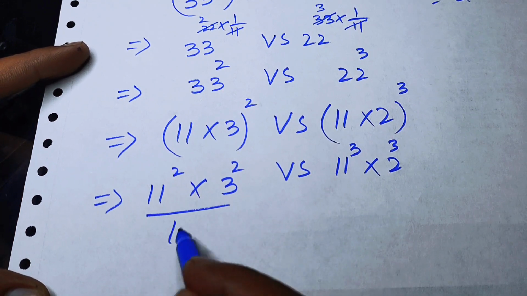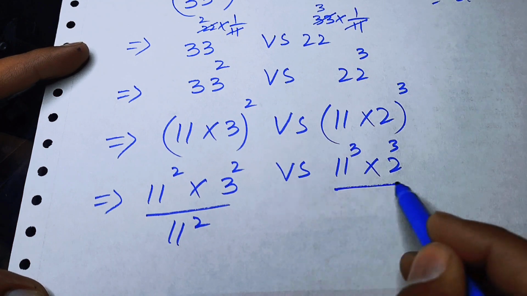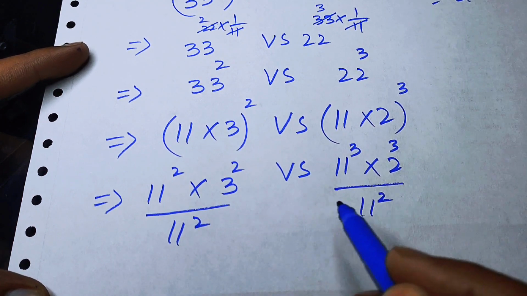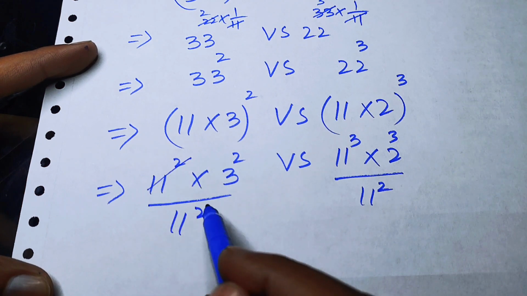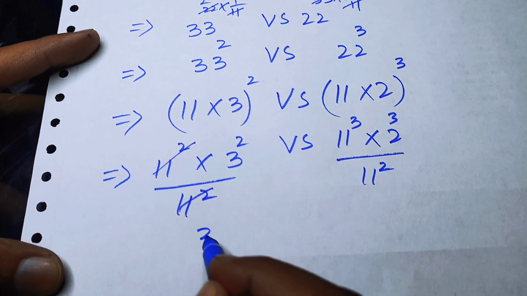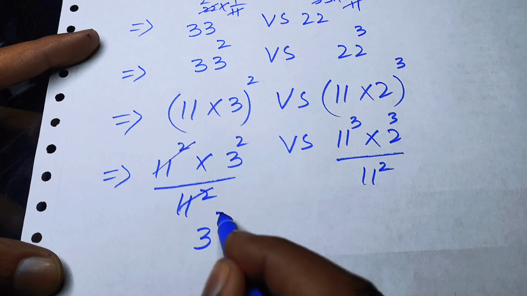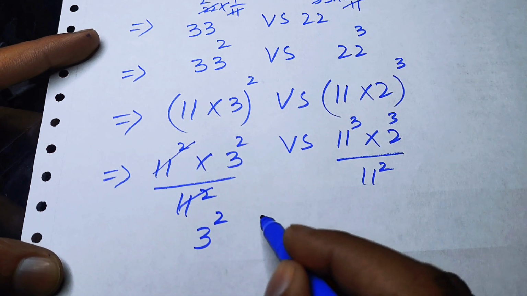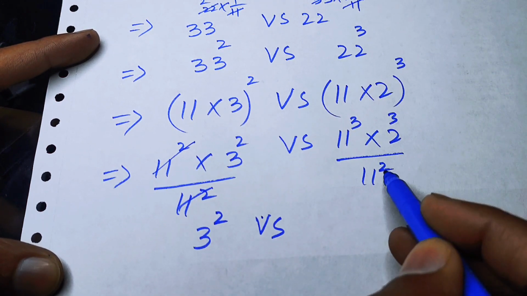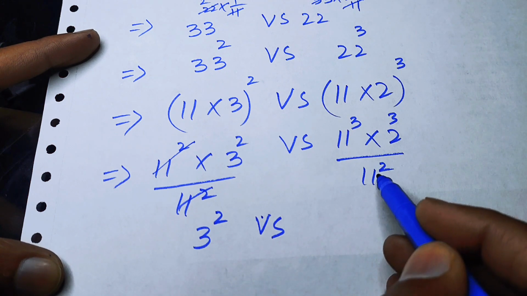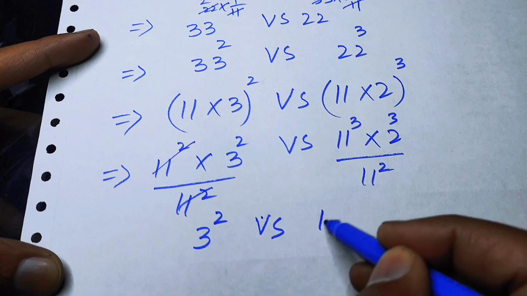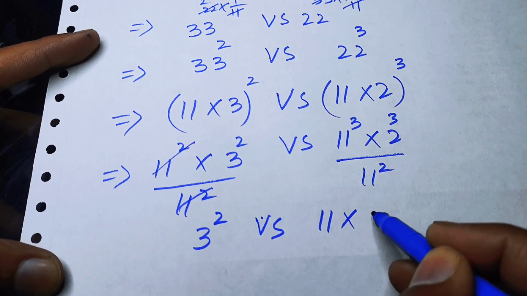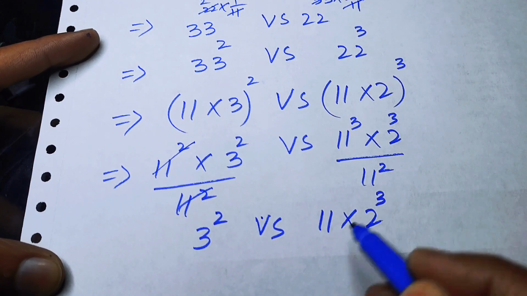After that we divide both sides by 11 to the power of 2. Then we can see that these cancel out, and we get 3 to the power of 2 on one side, versus the other side, where only one power of 11 remains, and 11 is multiplied by 2 to the power of 3.